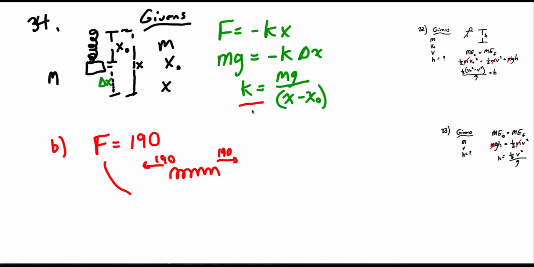Alright, we knew k from above. So now if I use F equals negative kx, then x is equal to F over negative k. That would be my distance stretched. And that negative again just symbolizes that the distance stretched is in the opposite direction as the force, so we have to put that negative there. That will give you your final answer. Okay, hope this helped.